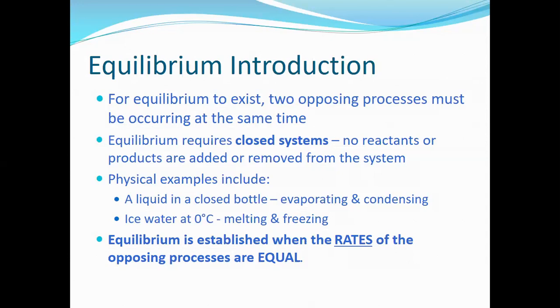If the two opposite processes, this is the most important idea at the bottom of the slide, if the two opposite processes are happening at the same rates, okay, then you have equilibrium. So equilibrium is the point when the rate of the forward reaction in a chemical reaction is equal to the rate of the opposite reaction, the reverse reaction, or when the rate of one process is equal to the rate of the opposite process, you have equilibrium.